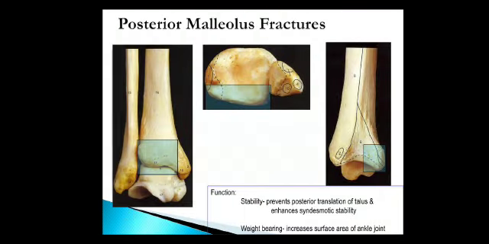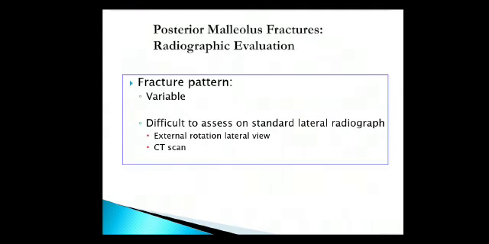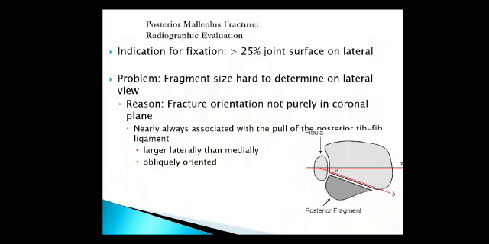Now a few points about the posterior malleolus. Its basic function is to prevent the posterior translation of the talus and enhance syndesmotic stability. In weight bearing, it increases the surface area of the ankle joint. The fracture pattern can be variable, hence CT is usually required to know the fracture pattern and the size. We need the size because the indication for fixation is if more than 25% of the joint surface is involved on the lateral view, since it is the weight bearing area of the joint.